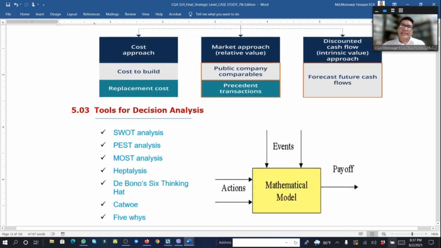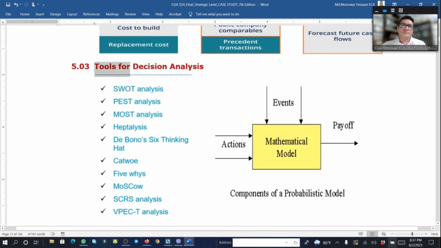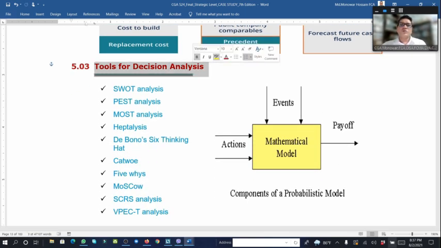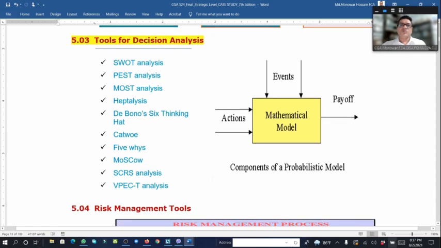And for analyzing the business, we should understand SWOT analysis, PEST analysis, MOST analysis, different types of analysis. We have to understand all things, basic formulas, basic items, because in our case study different types of analysis can happen.